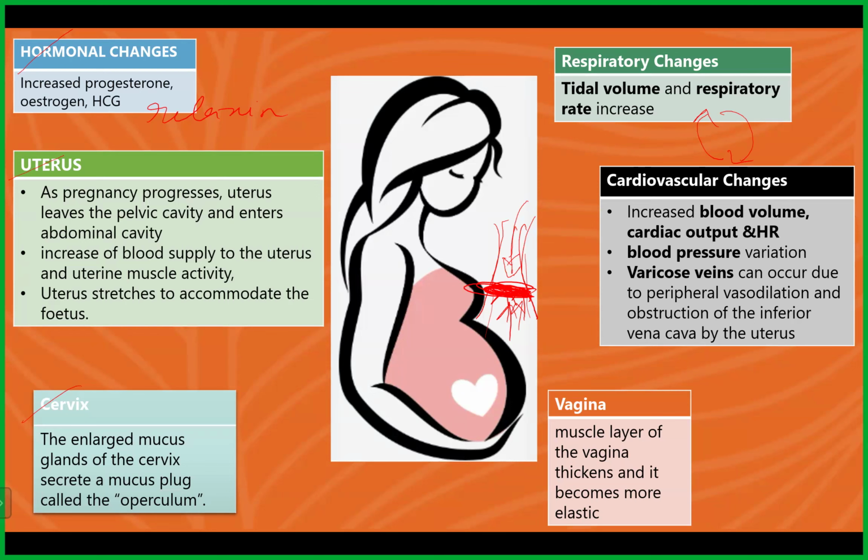HCG is the first hormone released by the placenta, and it is what is measured in the pregnancy test. It is a signal. If HCG is produced, that means the placenta is produced, which is an indication that the woman is pregnant.